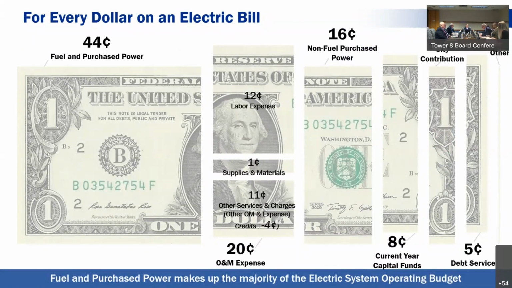And this is an illustration that breaks down the electric components just into $1, and fuel and purchase power is overwhelmingly the largest. I love this slide. Great slide.